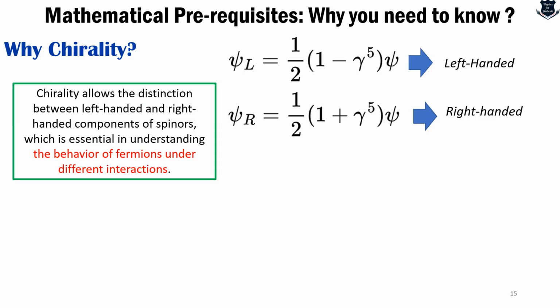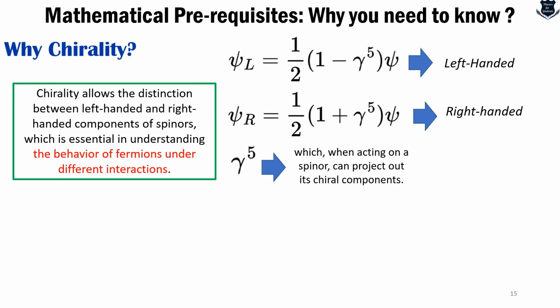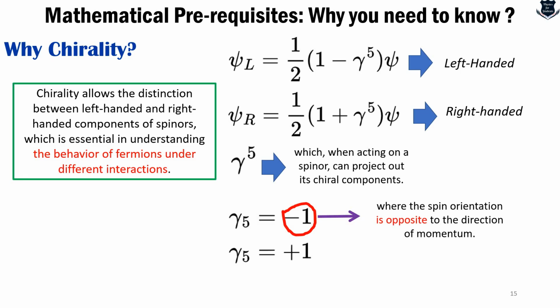+1. So from here what we can see, this gamma 5 will act upon spinor and can project out the chiral components. So this sign -1 and +1, you might be wondering why it is. So the left-handed chirality associated with gamma 5 equals -1, this has got an eigenvalue to spinors where the spin orientation is opposite to the direction of momentum.